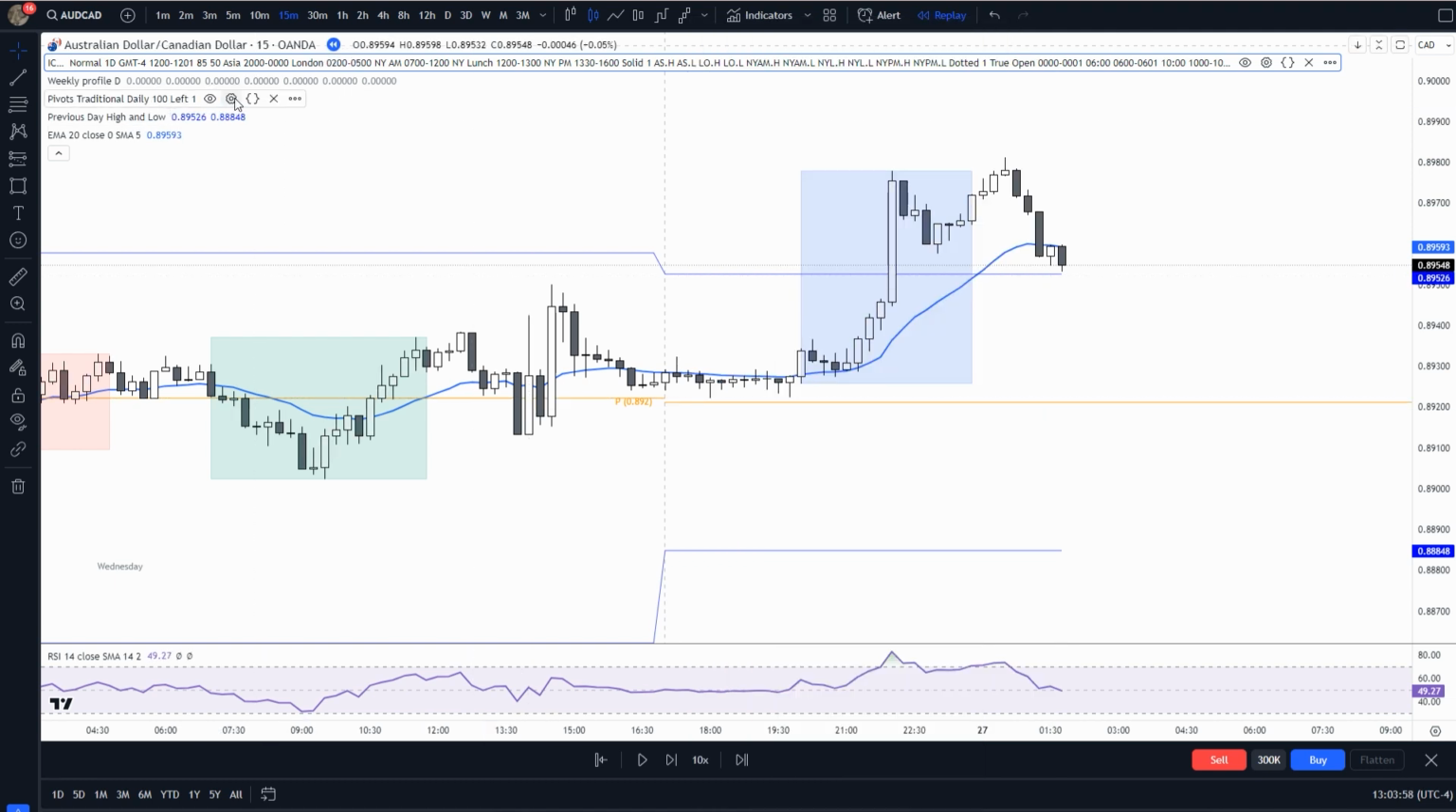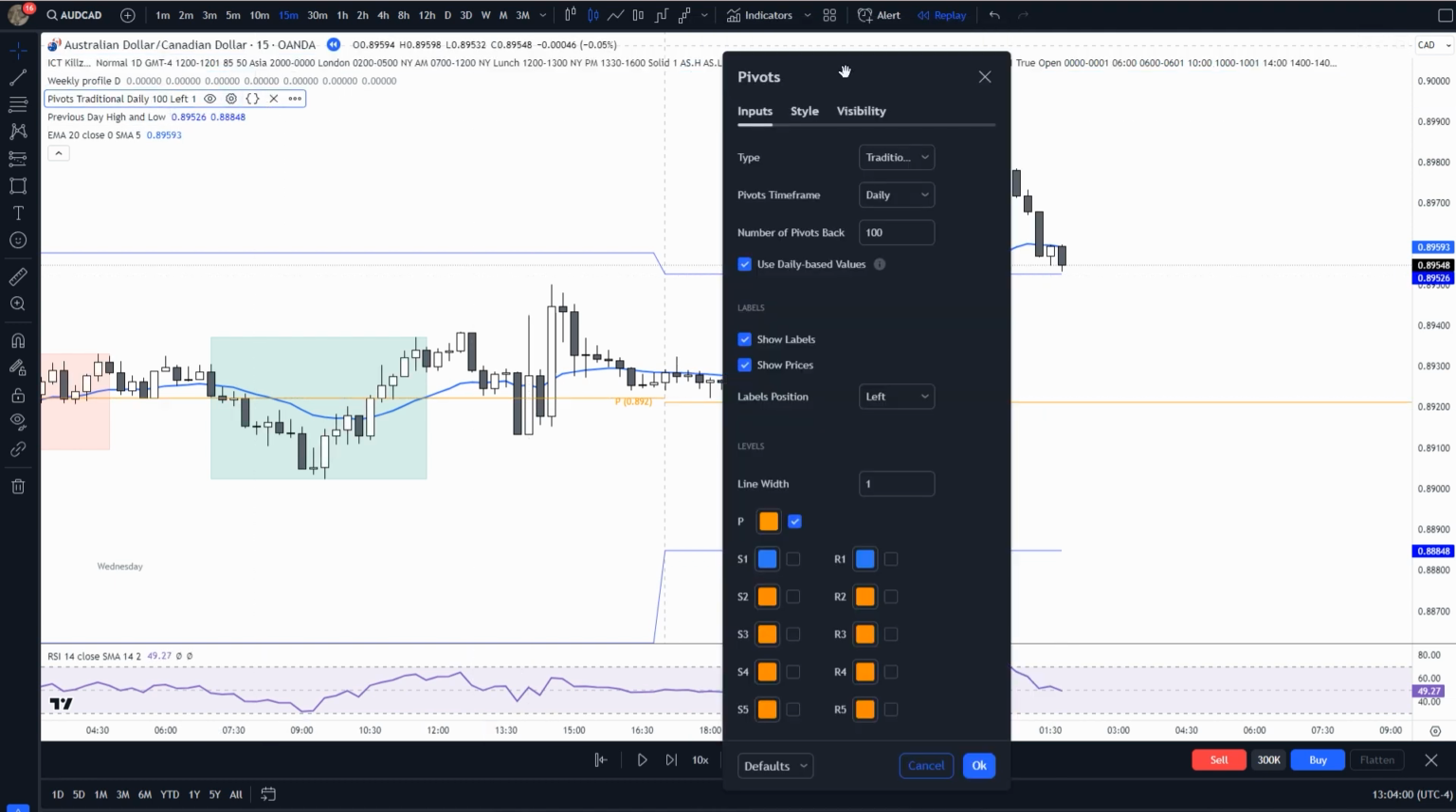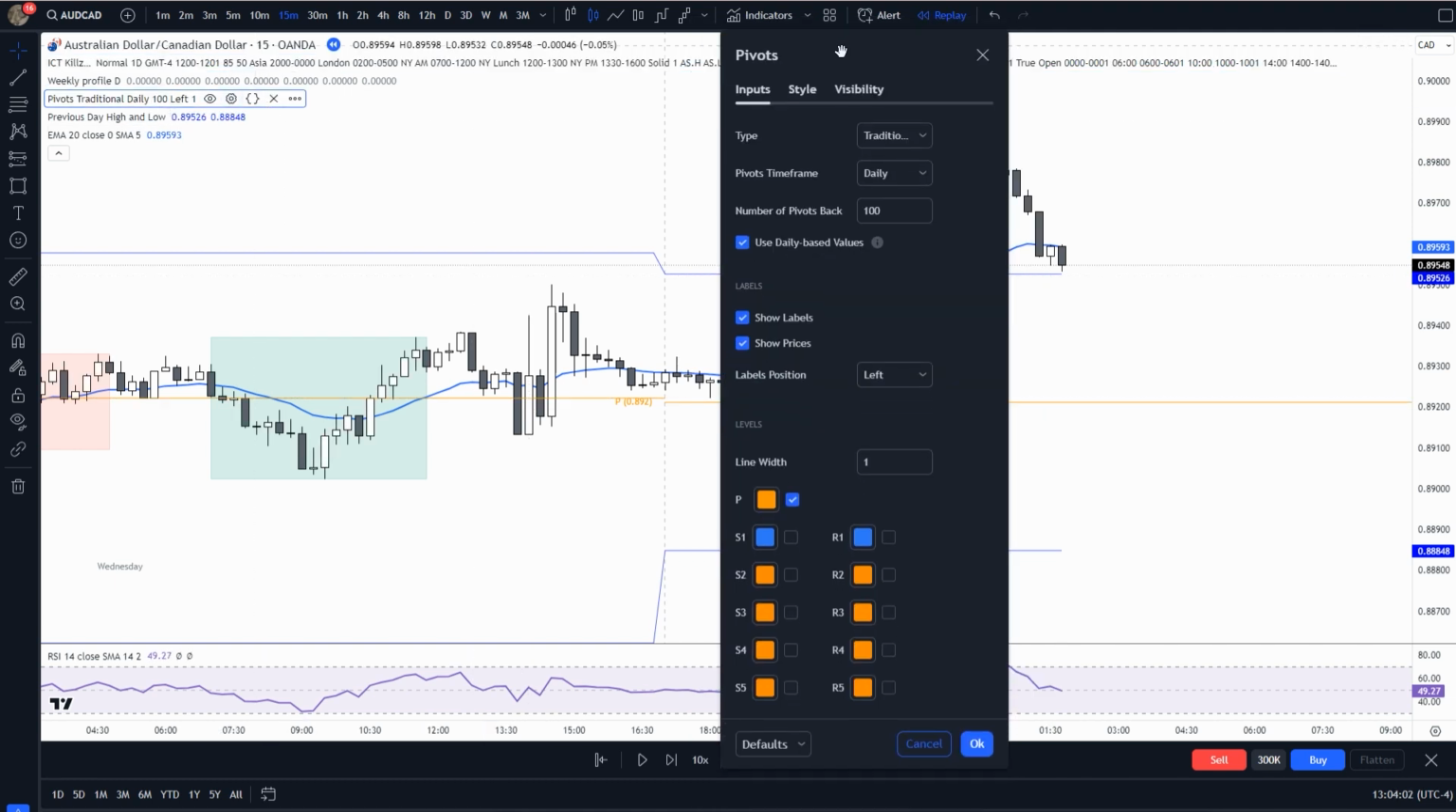And the next indicator is the pivots. It is called pivot point standard. And these are the settings. I set the time frame to daily and I only enable the pivot point P. Disable all the other ones, S and R.